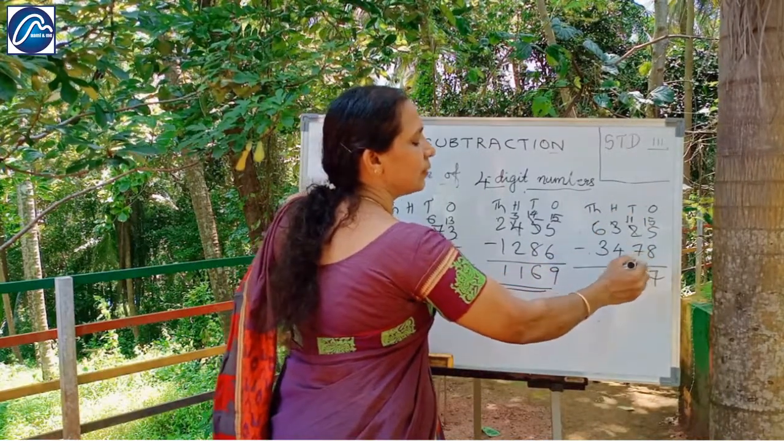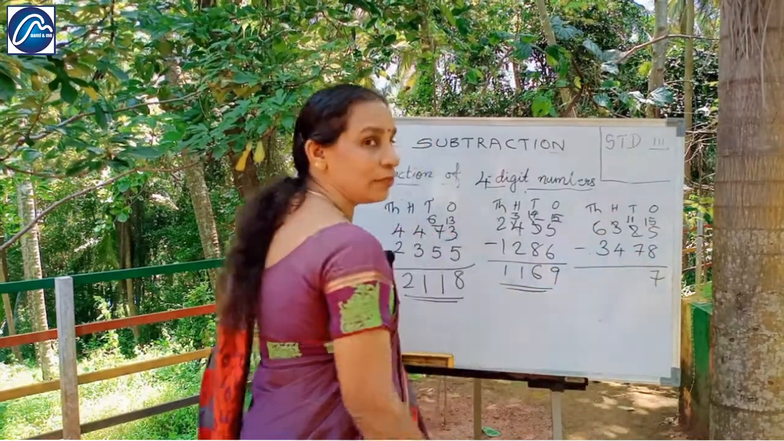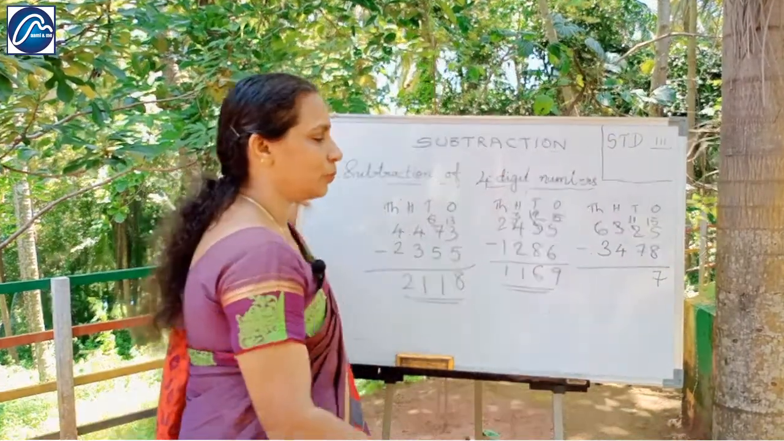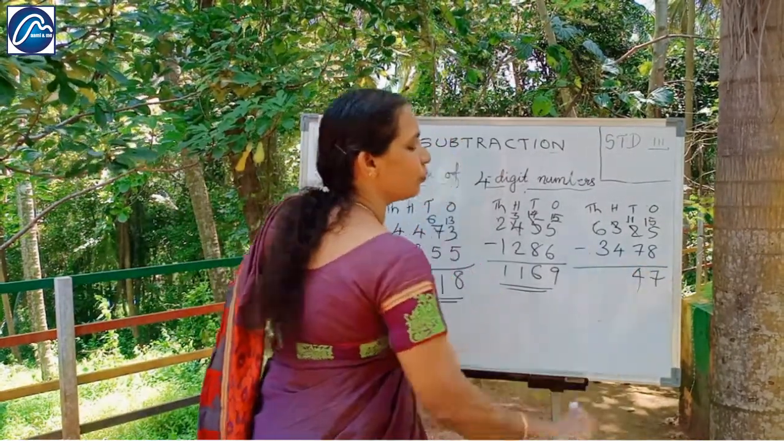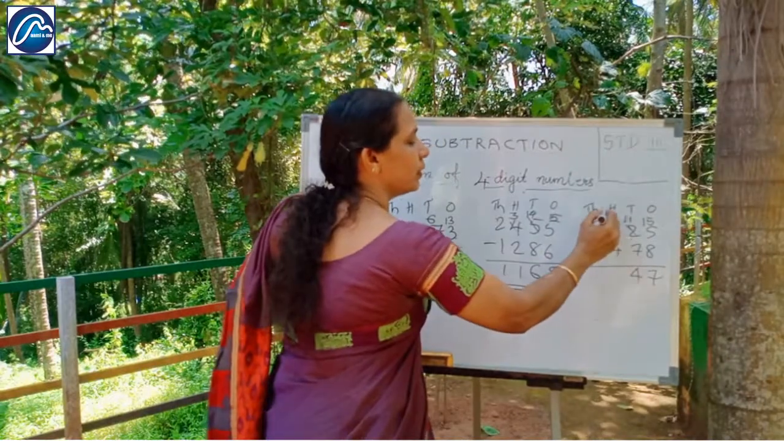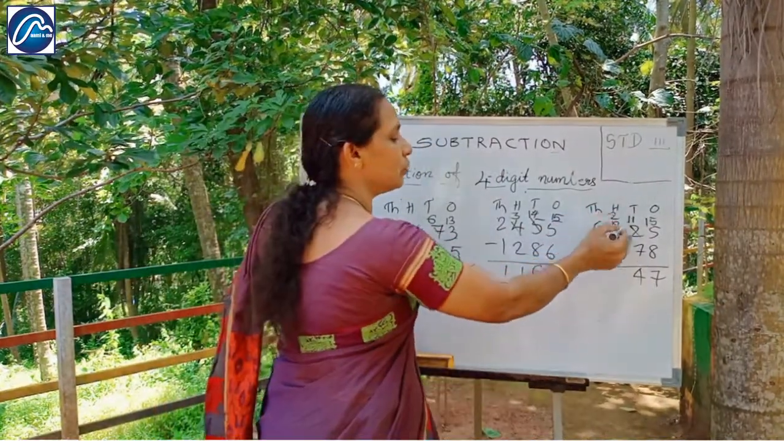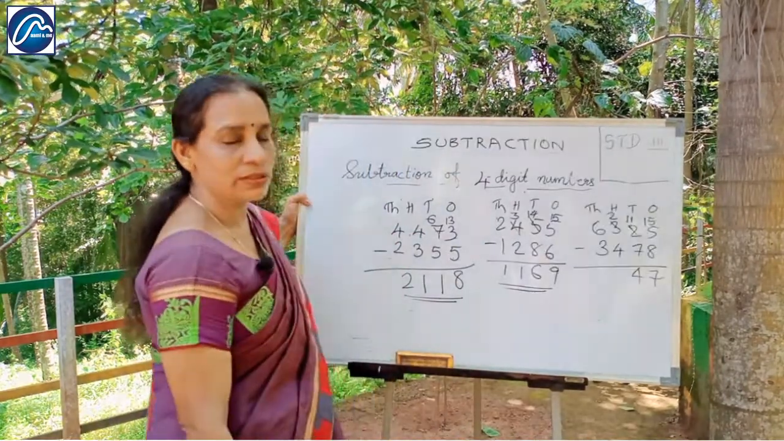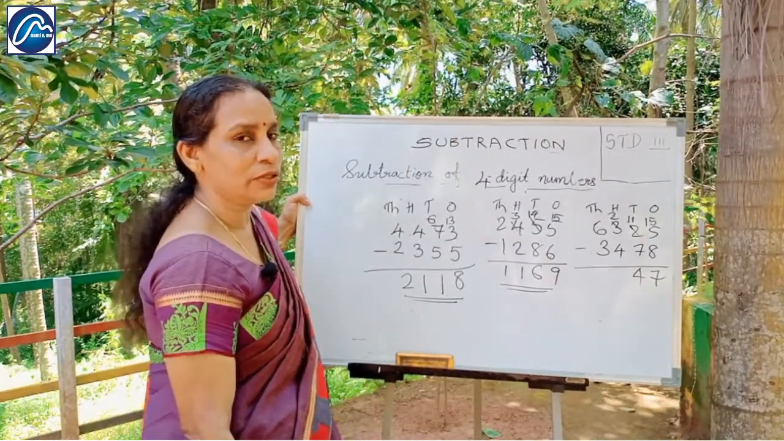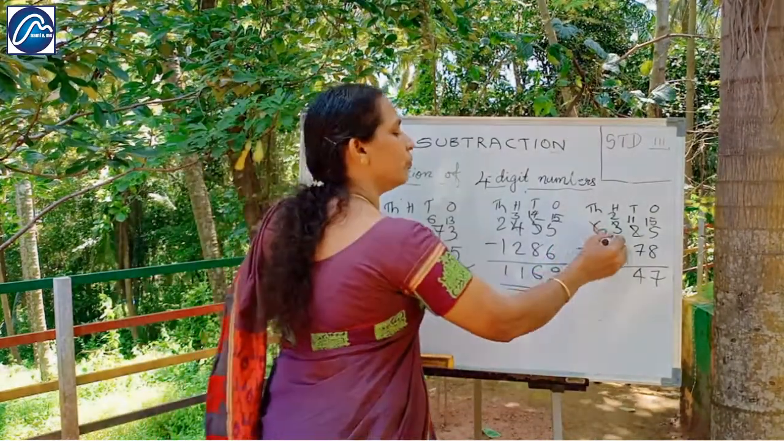11 minus 7. 7 plus 3, 10. You know, about 4. 3 and 1 is 4. Okay. Here only 2 is here. Don't forget to write this number. 2 minus 4. Is it possible? Is the answer 2 or no? No. So we will borrow from here.